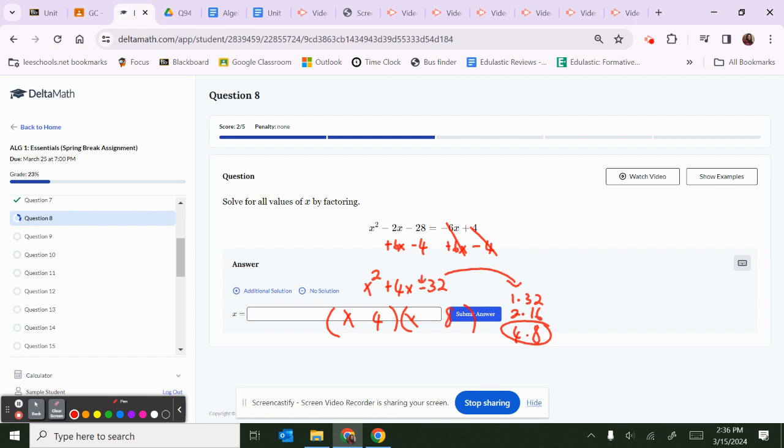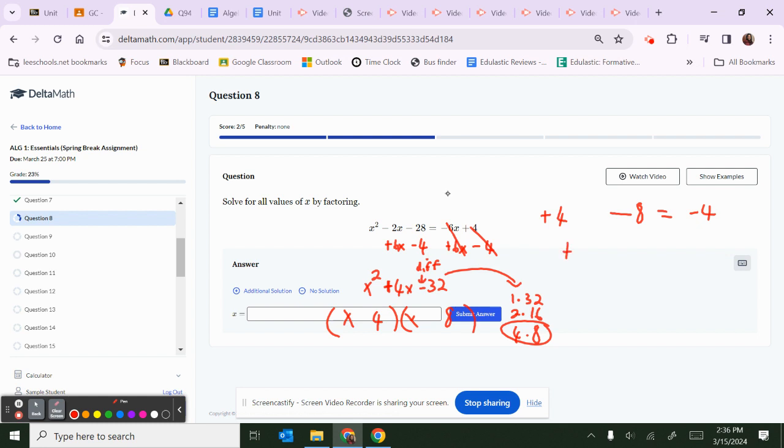When you see a negative here, you think about different signs. So if I have a positive and a negative, so if I had a positive 4 and a negative 8, what's 4 minus 8? That's a negative 4. Did we want a negative 4? No. We wanted a positive 4.